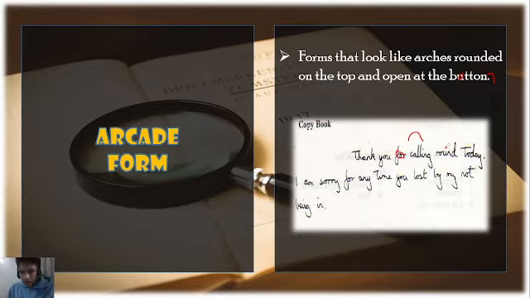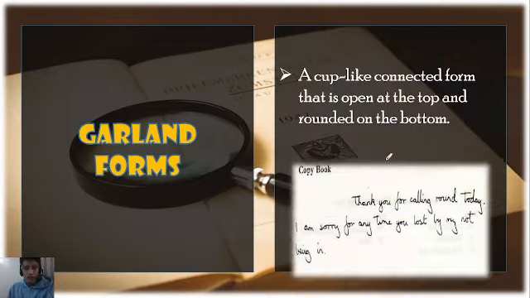And we also have here, connecting the letter O with the letter U. Okay, and then we have here again, connecting letter O and R to form the word for, and so on. So that is for the arcade form. We have here also the Garland form.